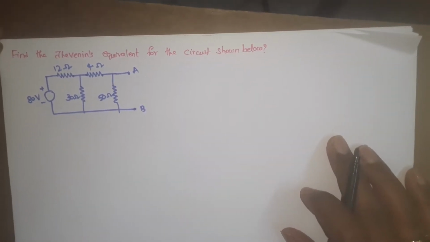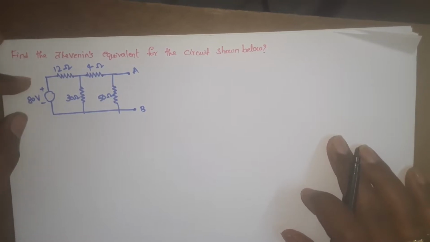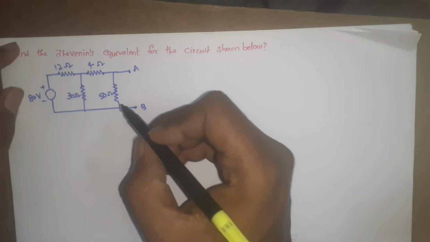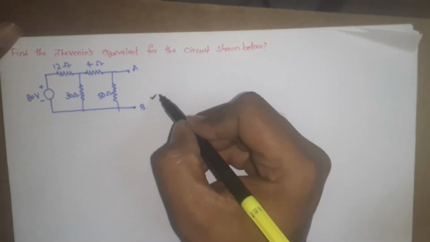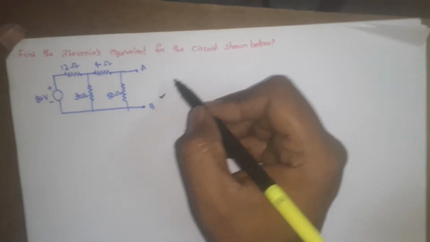So today in this video we are going to see one more problem on the Thevenin's theorem. This is a circuit for which we are going to find the Thevenin's equivalent circuit shown in this figure.